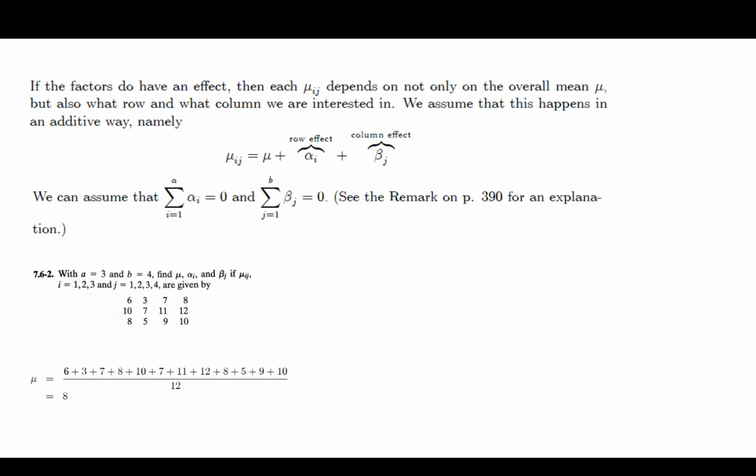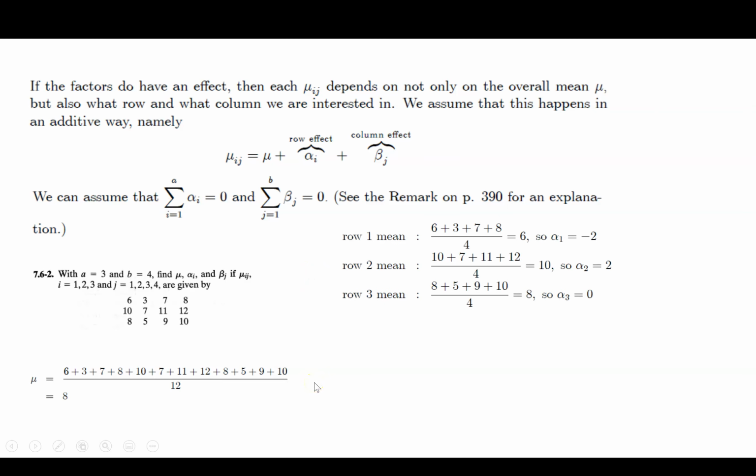So we can do that in this case, and we get 8, just adding them up and dividing by 12. Again, the assumption that we're making here is that the overall row effects and column effects are 0. All right, so to figure out each of the effects, we just take the means on each row or column, depending on which effect we're looking for.